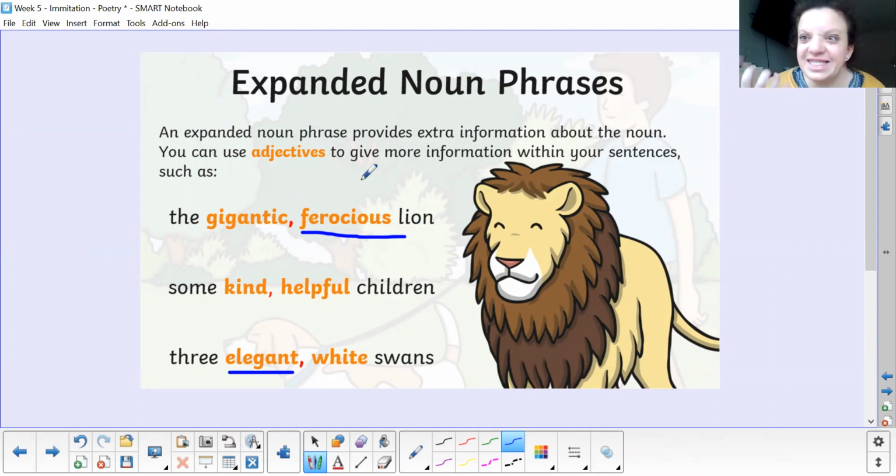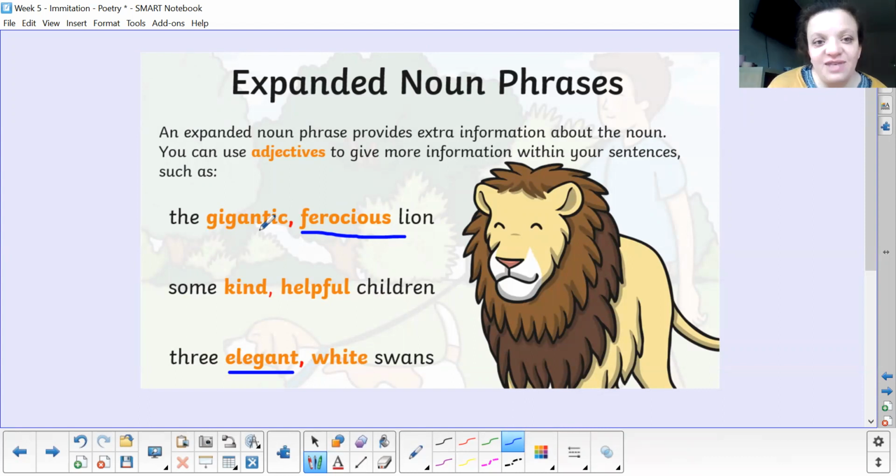Okay, so ferocious means scary, furious, aggressive, big teeth, and probably about to eat you. Ferocious. And elegant means kind of the opposite. It means someone that walks very beautifully, they stand up straight, they're elegant, they do things nicely and calmly, they're not messy or clumsy. Elegant, okay? Very good, elegant.